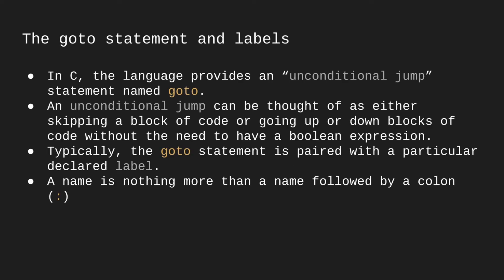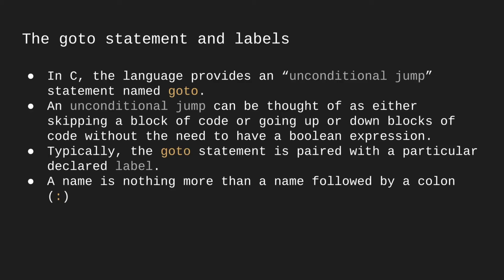The Goto statement and labels are a way to provide an unconditional jump. Meaning you can use a label in conjunction with the Goto statement in order to go between blocks of code or go back up to blocks of code. So again, an unconditional jump can be thought of as either skipping a block of code or going up or down various blocks of code.